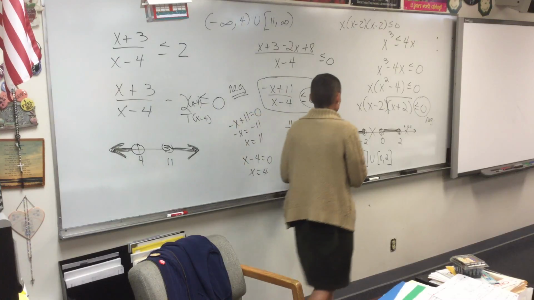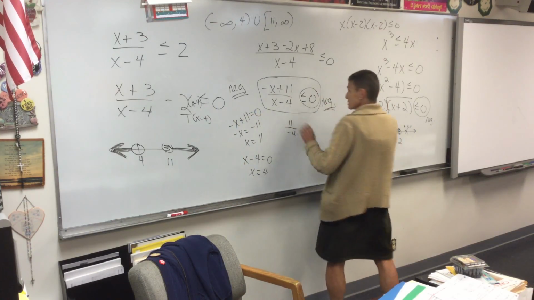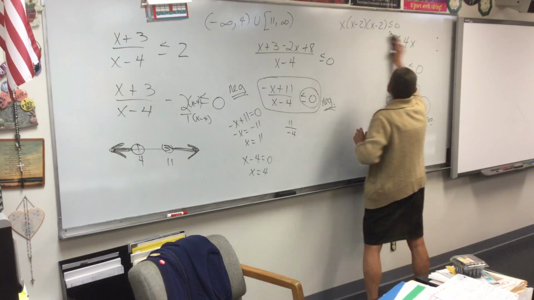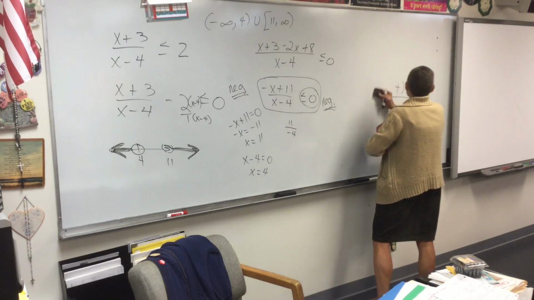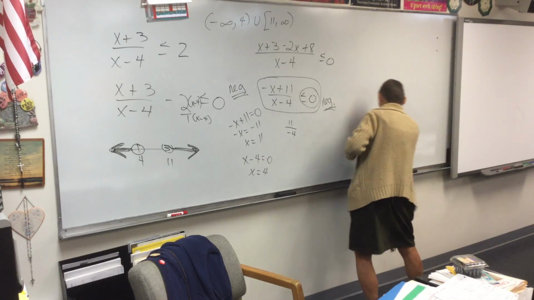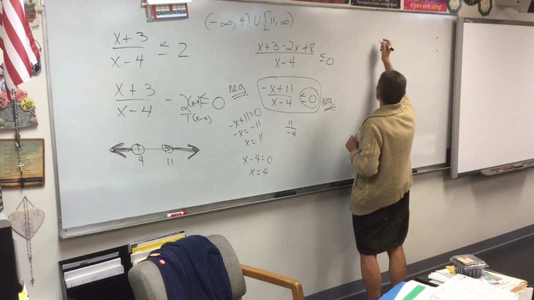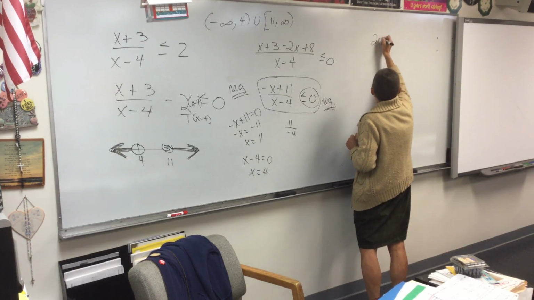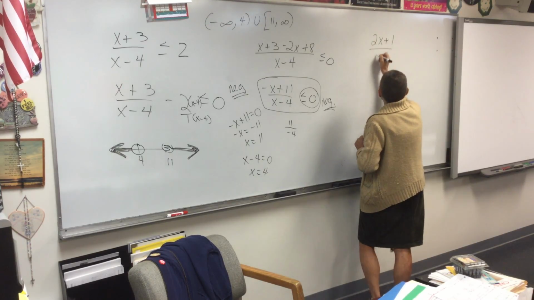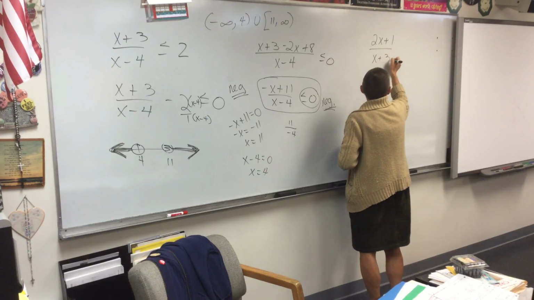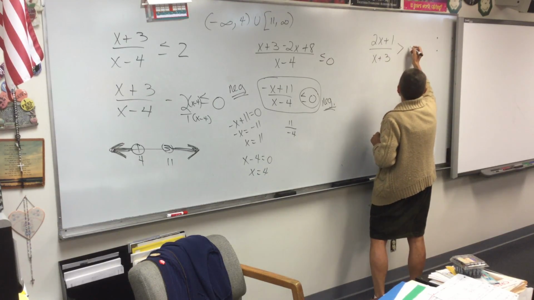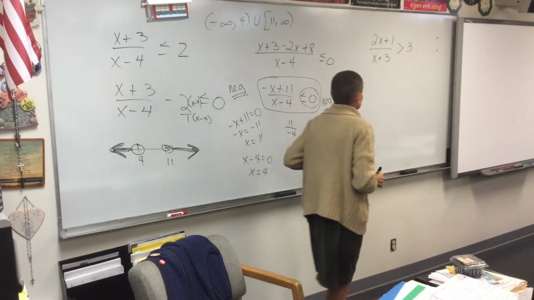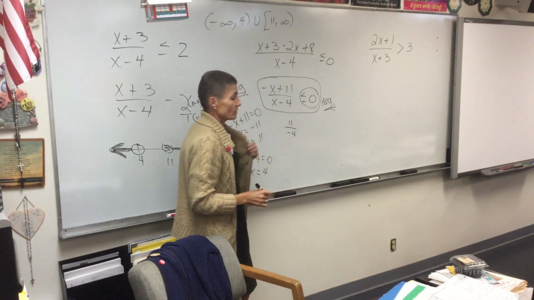All right, I want you to try one more with your partner. Use this as a model. These are all done exactly the same way, just different numbers. So let's try this one. All right, let's give this one a try.